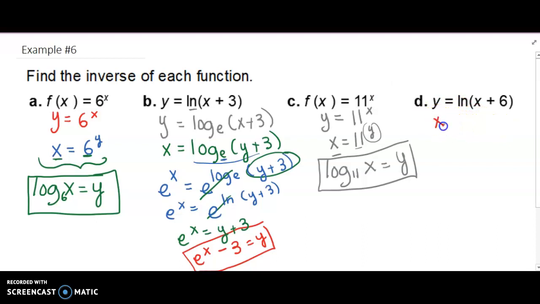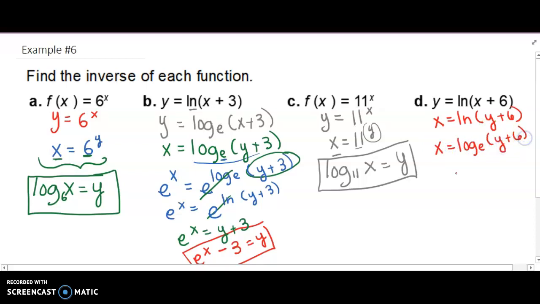Okay, now this one over here. I'm going to switch the x and y. Natural log of y plus 6. If you like to write this as log base e, that's fine. Especially at first, sometimes it helps. Some of you don't need to, some of you do.